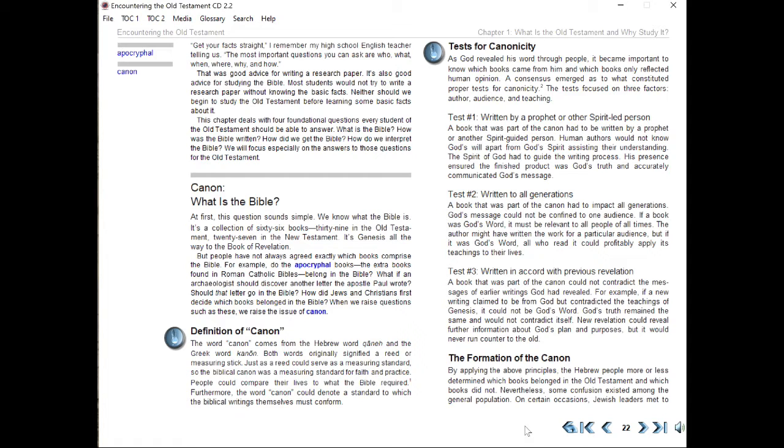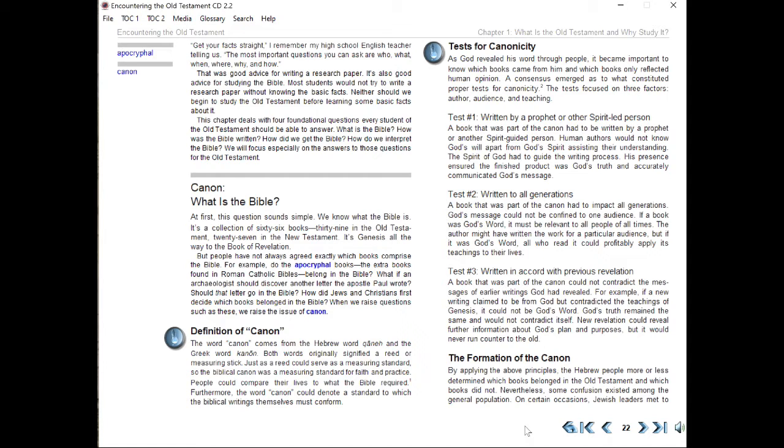Here's the question, tests for canonicity. As God revealed His word through people, it became important to know which books came from Him and which books only reflected human opinion. A consensus emerged as to what constituted proper tests for canonicity. The tests focus on 3 factors: author, audience, and teaching, which I previously showed on the chart.